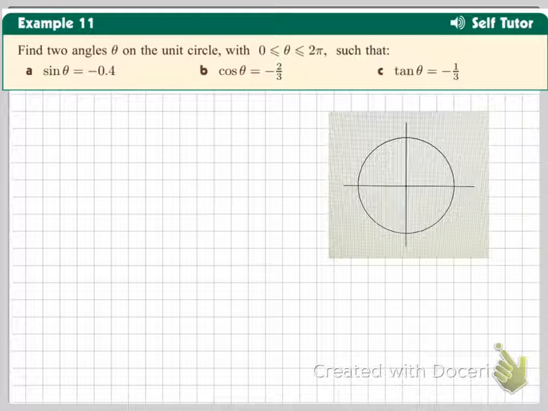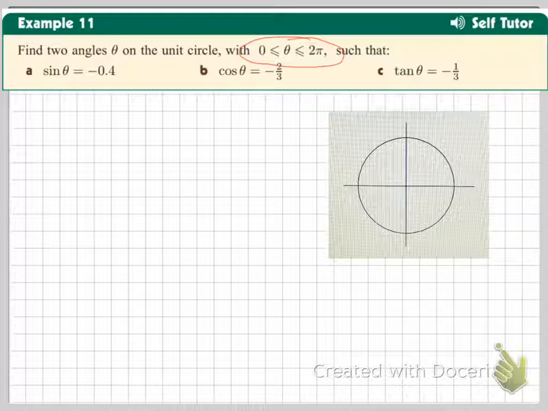Alright, now we're going to look at example 11. Start with part A, sine theta equals minus 0.4. Now we know that we're working in radians because of the domain there. Theta is between 0 and 2 pi. Now it tells us there will be two angles, and there will be two angles with a sine of minus 0.4 between 0 and 2 pi.